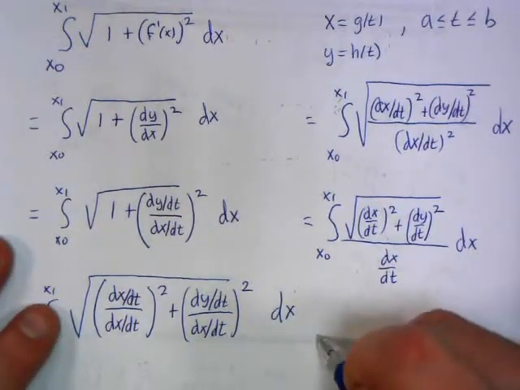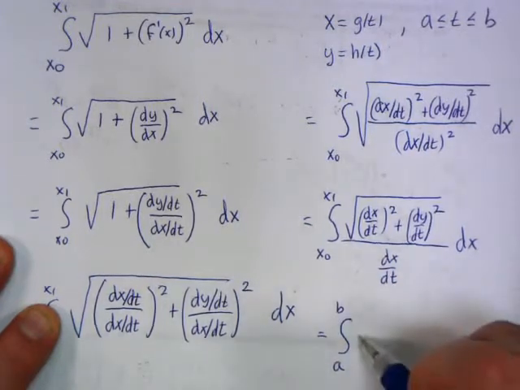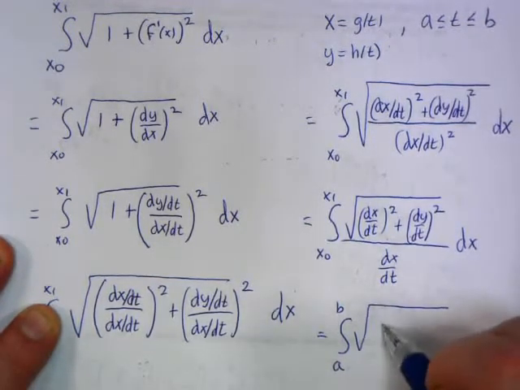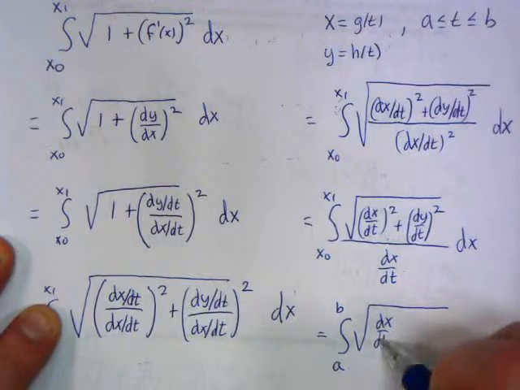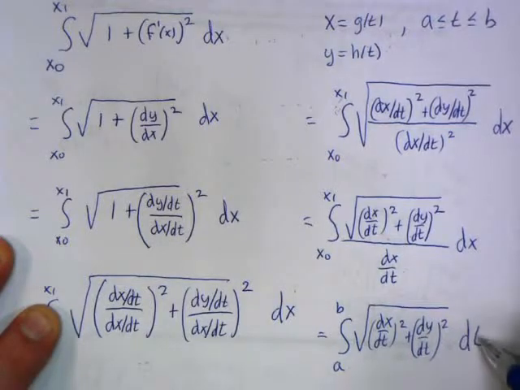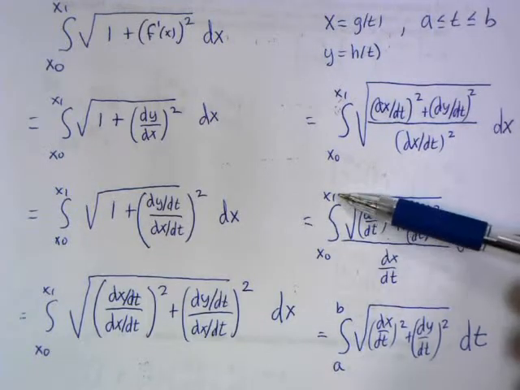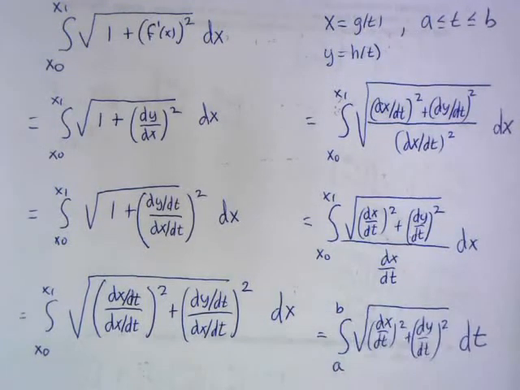Final answer. This is the integral from a to b of the square root of dx/dt squared plus dy/dt squared, dt. First off, where did I get dt? I took this dx/dt on the bottom, I flipped and multiplied, that made dx. How come my x0 and my x1 changed to be a and b?